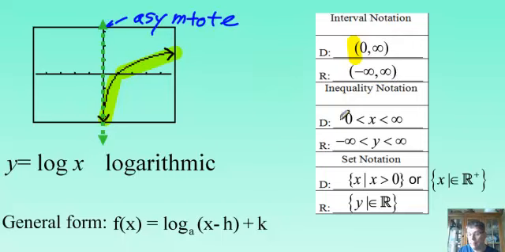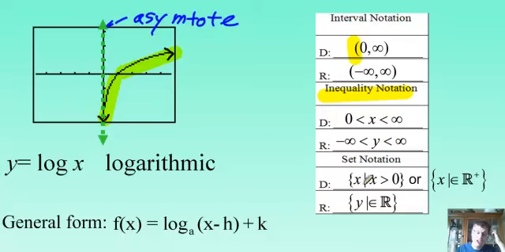Range: forever down, forever up. And then the corresponding inequality notation. So x is going to be greater than 0, but never going to equal it, and x is less than infinity. And then, of course, y is going to be negative infinity to positive infinity.